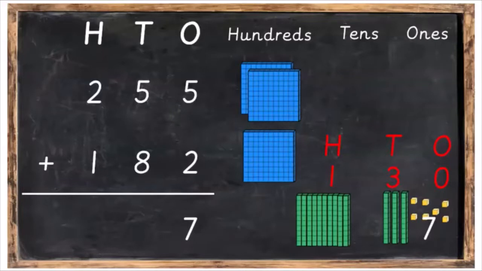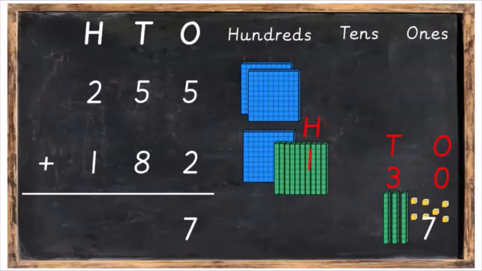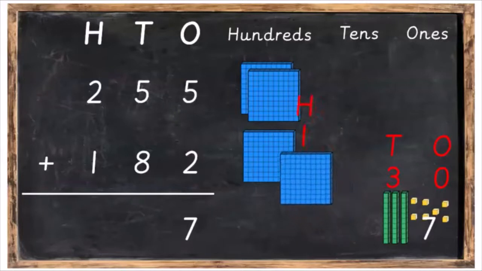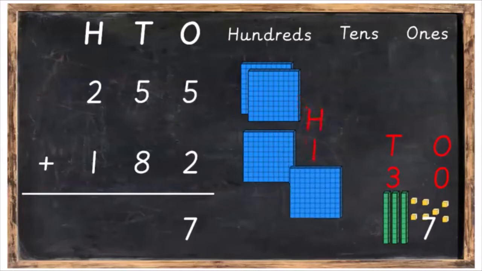Now that 100 doesn't belong in the tens column, so there's 2 things we can do with it. We can either move the 100 into the hundreds column where it belongs, or we can swap it for a blue 100 and then move it into the hundreds column. And that's what we're going to do.